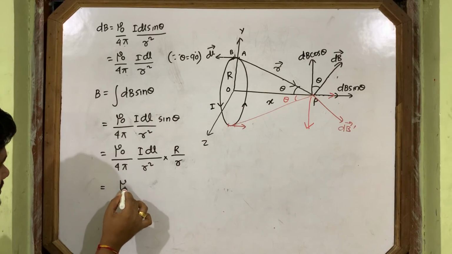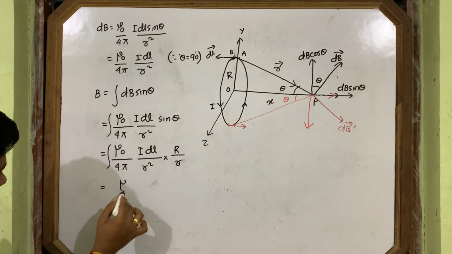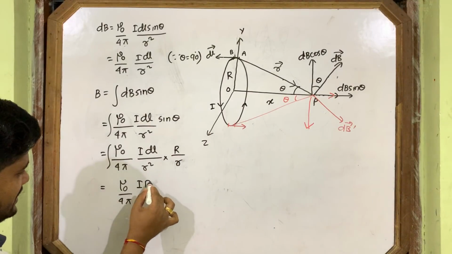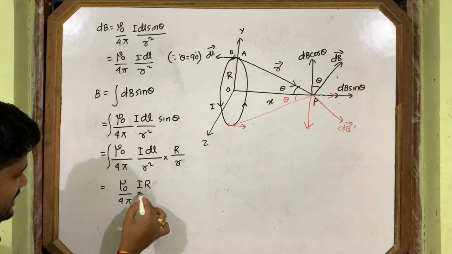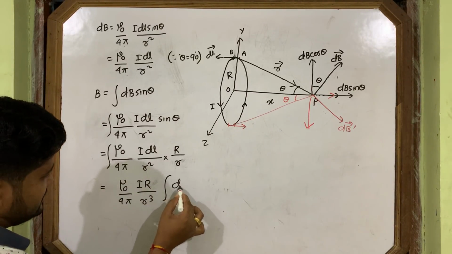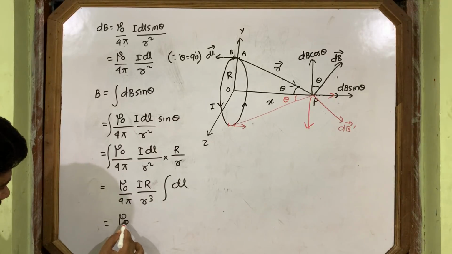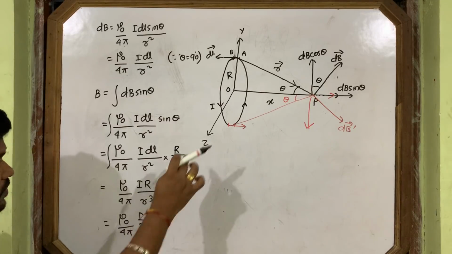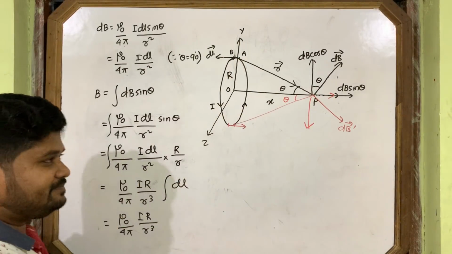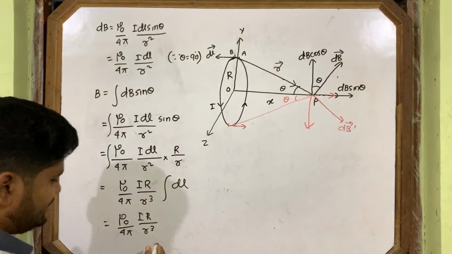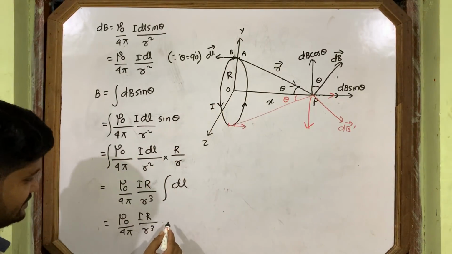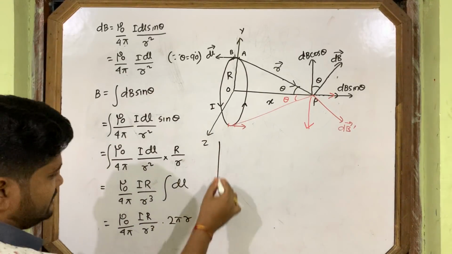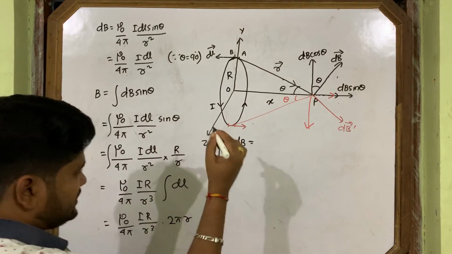So now the integration is left. Mu naught by 4 pi is constant, it will go outside. I is constant, capital R is also constant, and this r cube is also constant. Only the integration of dl remains. Now integrate dl. What is the integration of dl? It means the whole conductor, the whole circular coil, so its circumference, which is 2 pi R.